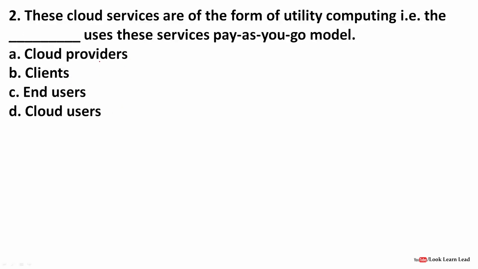The next thing. These cloud services are of the form of utility computing. That is, the Dash uses these services in a pay as you go model. So who would use the services? The cloud user would be the one using the services. So the answer is cloud users. Client cannot be the answer because client is not a stakeholder. Even the end user won't be using the services. For utility computing, it would be the cloud users using the services on a pay as you go model.